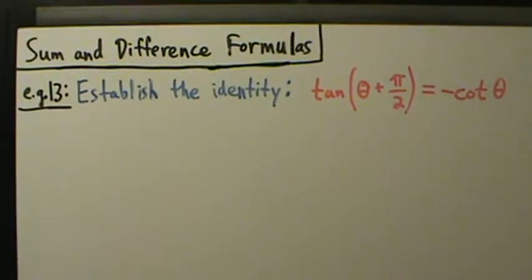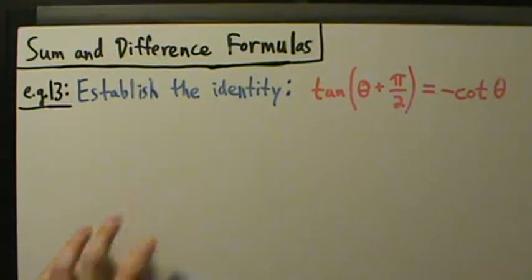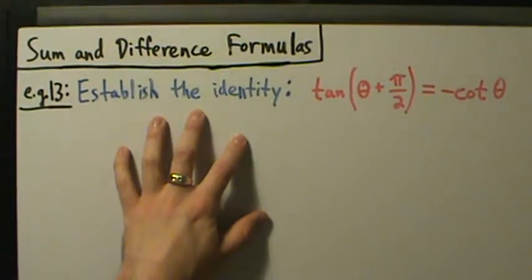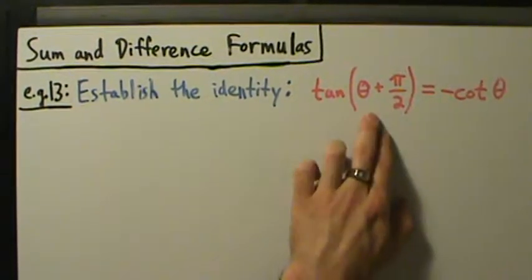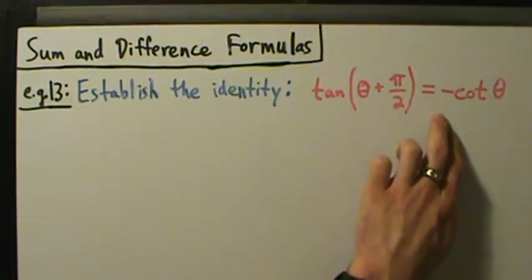Here's example 13 of sum and difference formulas. So here's another establish the identity problem, and the identity we want to establish is tangent of theta plus pi over 2 equals negative cotangent of theta.